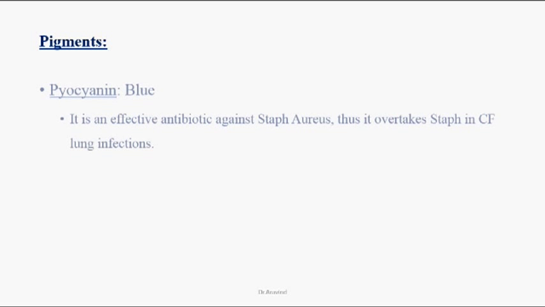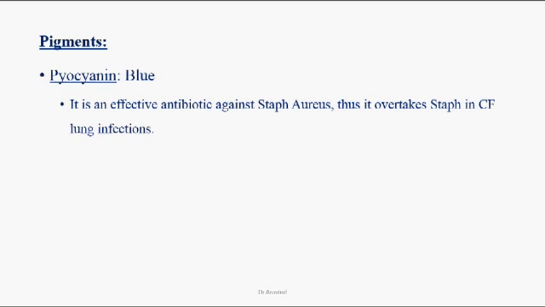These organisms can secrete two soluble pigments. One is pyocyanin, which is blue in color. It is effective against staph aureus because this pyocyanin acts as an antibiotic for staph aureus, so that these organisms can suppress the staph aureus in cystic fibrosis cases, and these organisms can cause respiratory tract infection majorly in cystic fibrosis cases by dominating the staph aureus organisms.